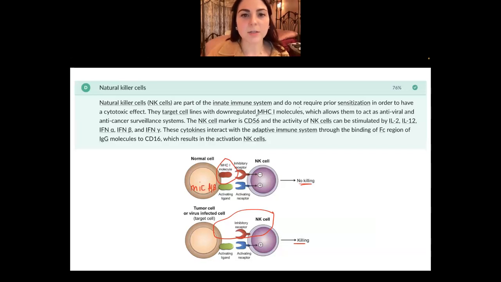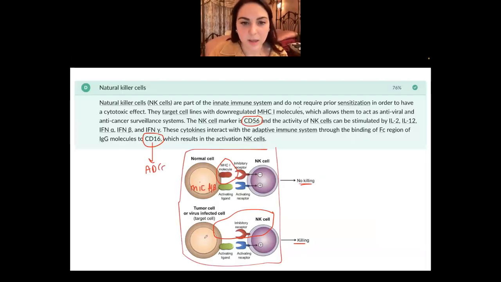And then the markers, CD56 is just a general marker of NK cells. CD16, this is your Fc gamma receptor. So this is the one that's involved with ADCC. So this is not ADCC. This is just the normal function of your NK cells. It just kills. If this signal's not here, but the stress signals are, it'll kill it. But remember, NK cells can also do ADCC with the CD16.